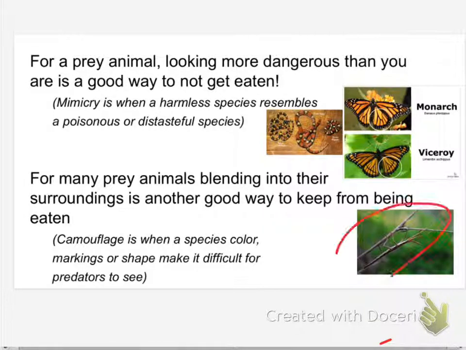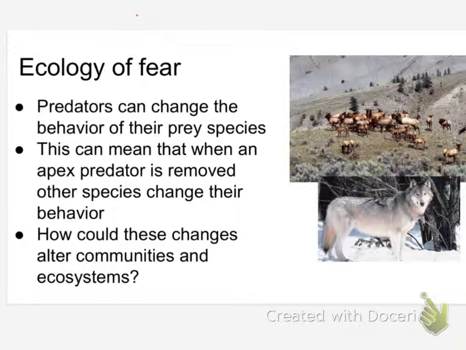The walking stick is a beautiful example of camouflage. We care about the fact that predators can change an ecosystem without killing a single animal because they control through fear. So just having predators in an ecosystem changes the way prey species act, and this is what we saw in Yellowstone.